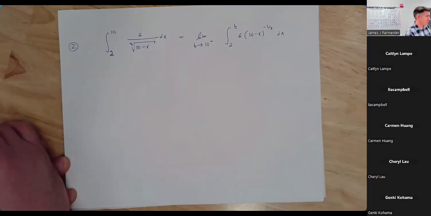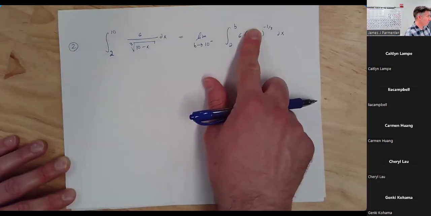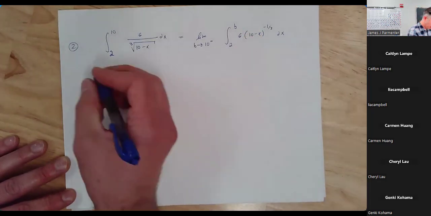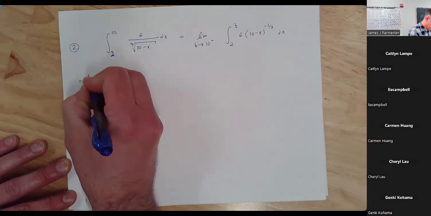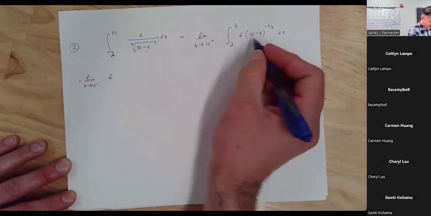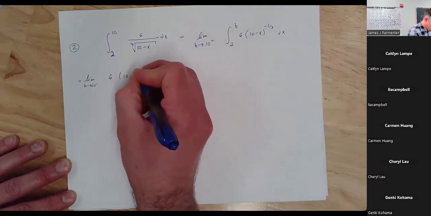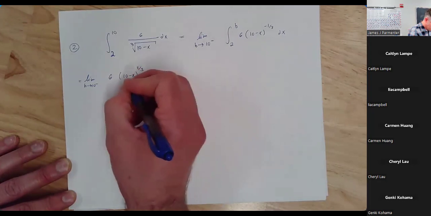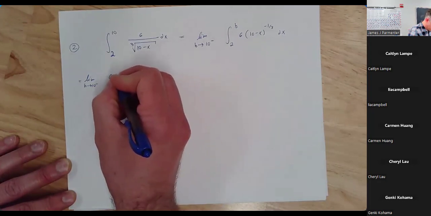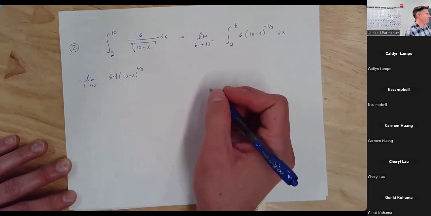I, again, think we can get away without actually writing down the u sub here. So I know that if I integrate u to the negative 1/3, it's going to be u to the negative 1/3 plus 1 divided by negative 1/3 plus 1. So we're going to be getting here the limit as b approaches 10 from the left. The 6 hangs out. The antiderivative of 10 minus x to the negative 1/3 is going to be 10 minus x to the positive 2/3 divided by positive 2/3, which is like multiplying by 3/2. And what else do I need to divide by?